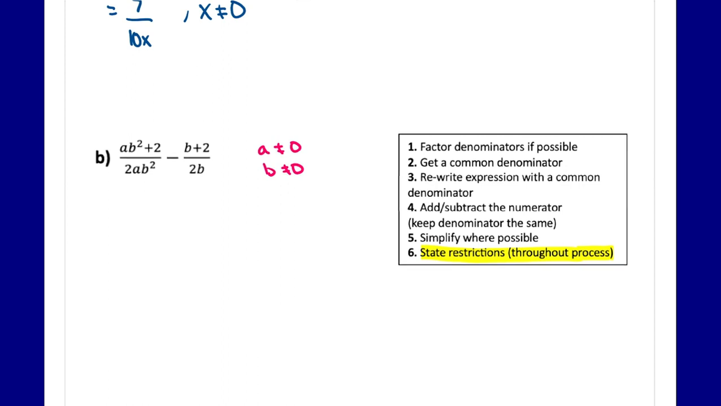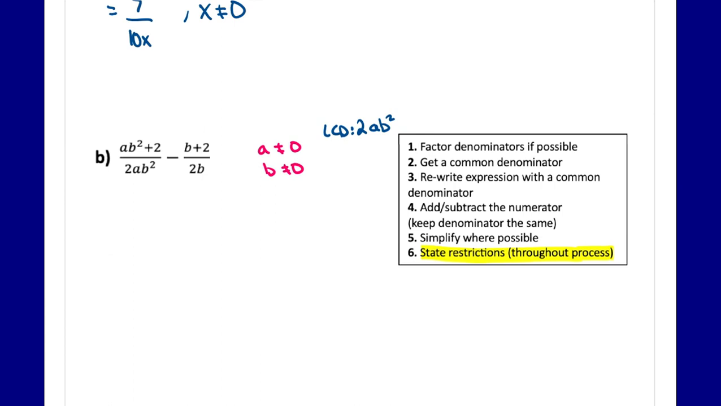I'm going to look for a lowest common denominator because I need to subtract these two rational expressions. So the lowest common denominator in this case is going to be, well, I have 2, so 2 is going to be common. I see that one has a b squared. I can't reduce that, so I have to have a b squared, and it looks like both have a's. So the lowest common denominator is going to be 2ab squared.